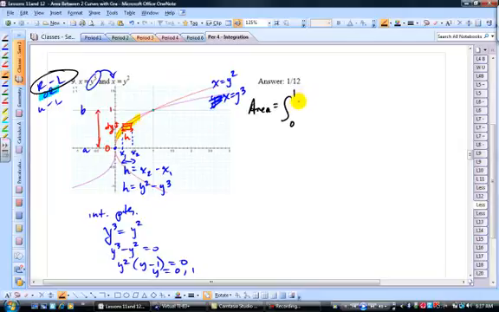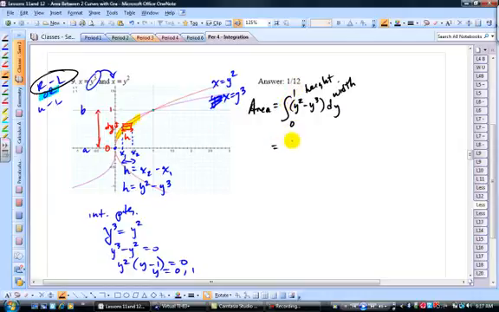Okay, so here we go. We're going to take my height of the rectangle, which is my parabola minus my cubic, y squared minus y cubed, times my width. So this is a height, and this is my width. Height times width gives me the area of the rectangles, and integrating from 0 to 1 adds them all up.